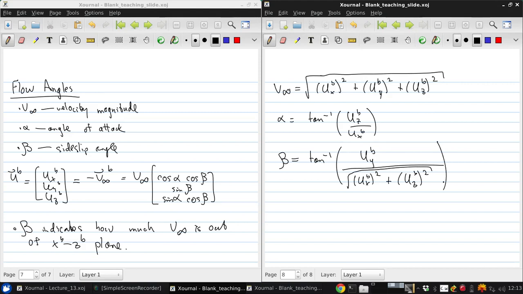So note that there's a difference in the ways that alpha and beta are defined. Alpha has no consideration of the sideslip velocity, but beta does consider the vertical component of the velocity. And that's all for today. Next time, we'll start using these definitions and tools to develop the dynamics of aircraft.